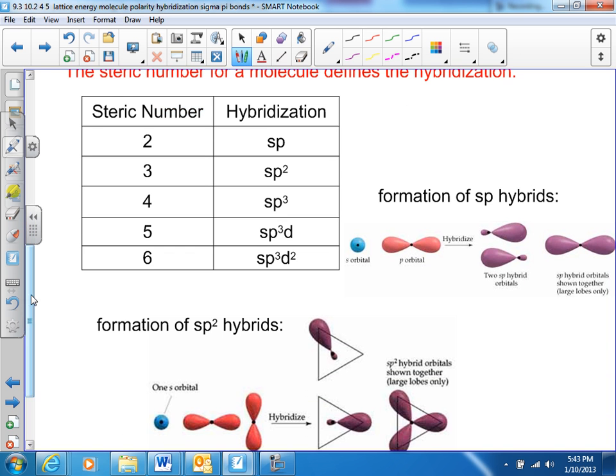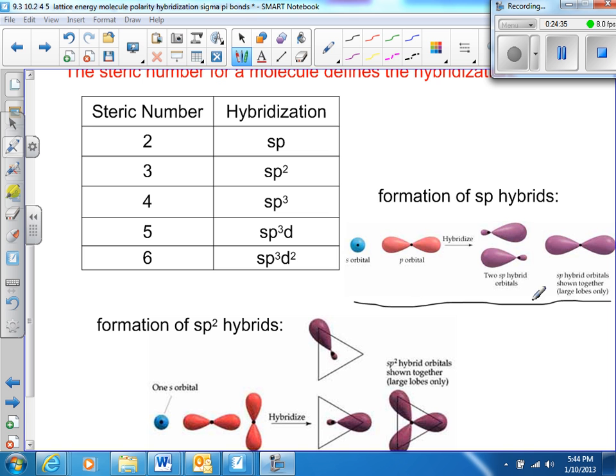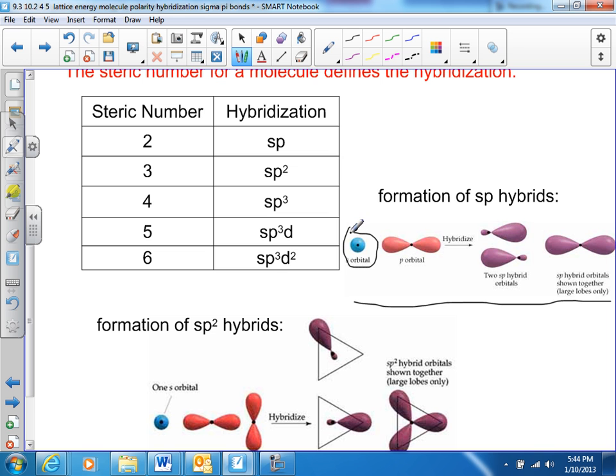Okay. Now over on the right side here, I've given you an idea of what these hybrids mean. So I'm taking 1 s orbital and 1 p orbital, and I'm putting them together. I'm getting 2 orbitals. However many orbitals you start with, that's how many you end up with. And notice they have this great big lobe and then this little teeny tiny lobe. They have a big lobe and a little lobe. So I start out with an s and a p, 2 orbitals, and I end up with 2 orbitals.